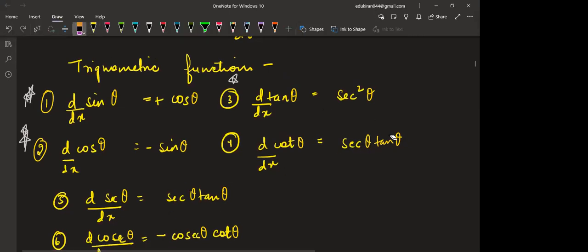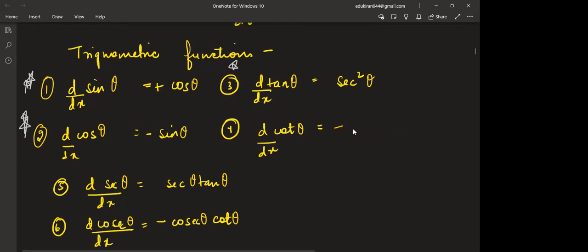This is for sec theta. This is actually minus cosec square theta. This is for cot. You just make a correction. By mistake, I had written it for sec theta. You just make a correction, class.